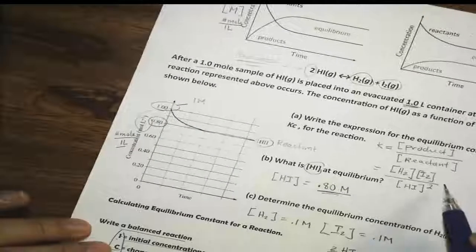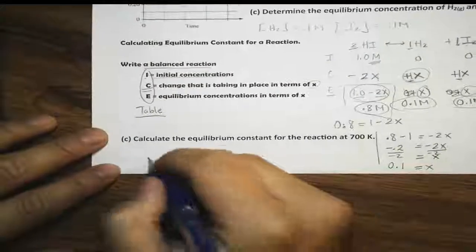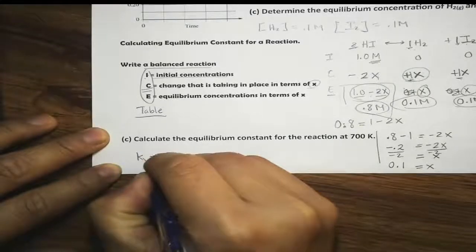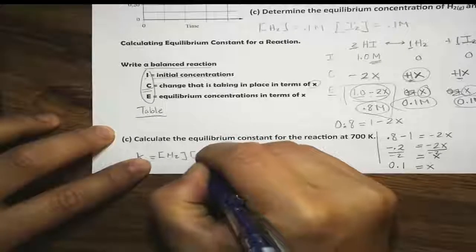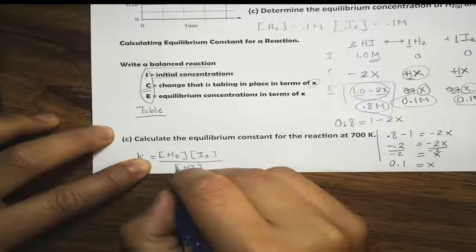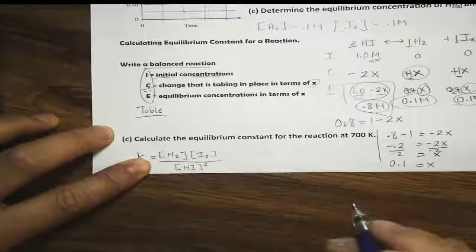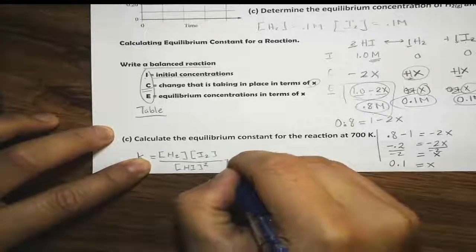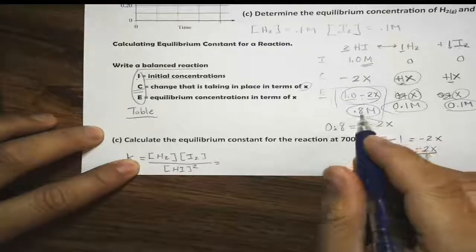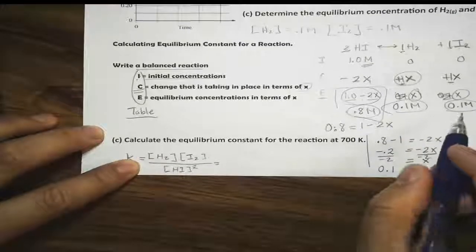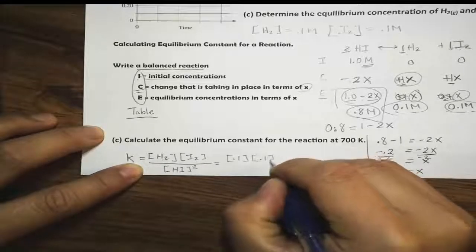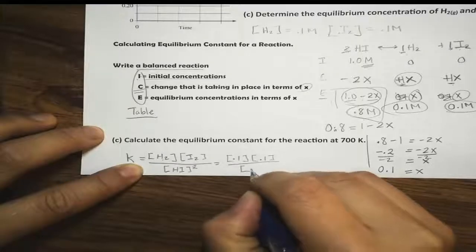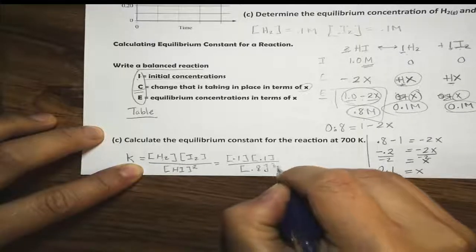So we already know the equilibrium constant expression is right there. All we have to do is substitute it in. But before that, let me rewrite it again. So we have H2, I2 over HI to the power of 2, okay? And all you have to do is just plug it in from your equilibrium concentration. Hydrogen is 0.1, iodine is also 0.1, and over HI, which is 0.8 squared.